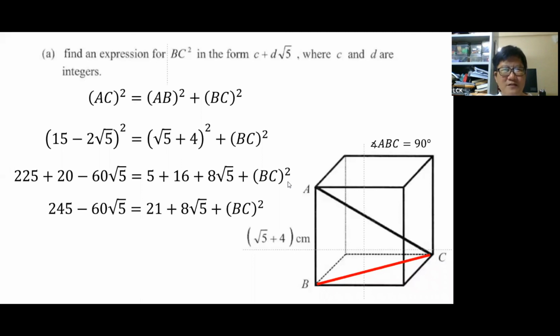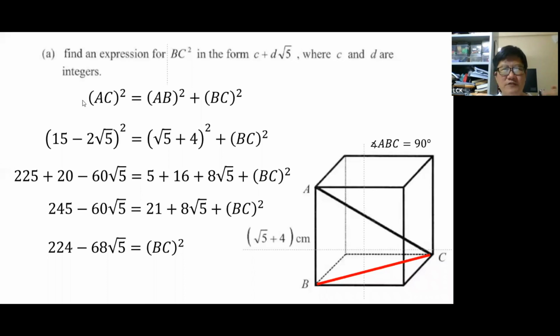So after this is just a process of simplification. 225 plus 20 is 245. 5 plus 16 is 21. Simplify this further. 245 minus 21 is 224. Minus 60 minus 8 is minus 68 equals BC squared. And I have found an expression for BC squared. BC squared is 224 minus 68 square root 5. That is BC squared. All right.